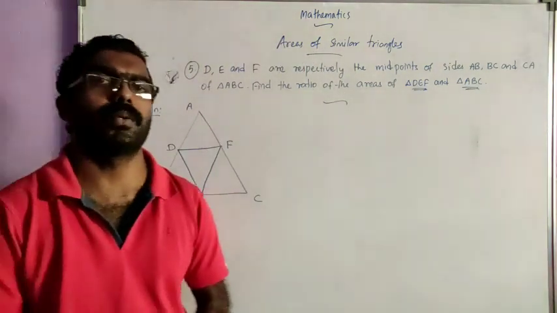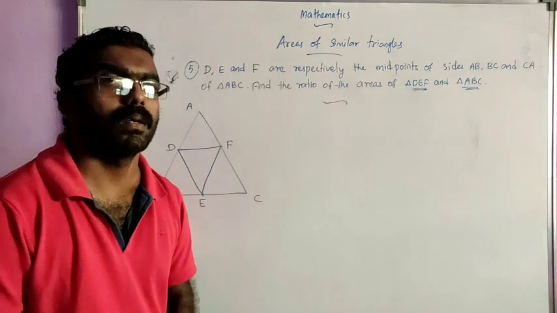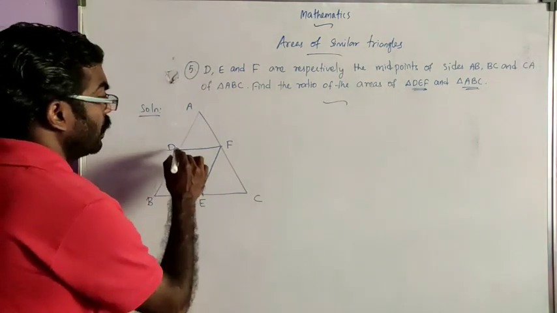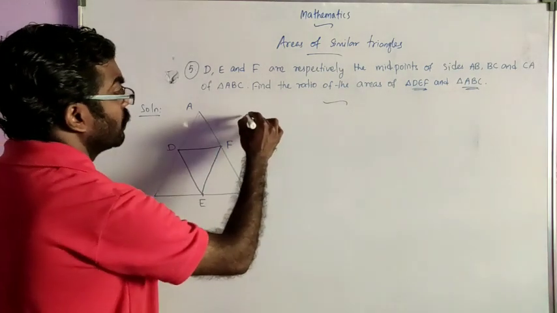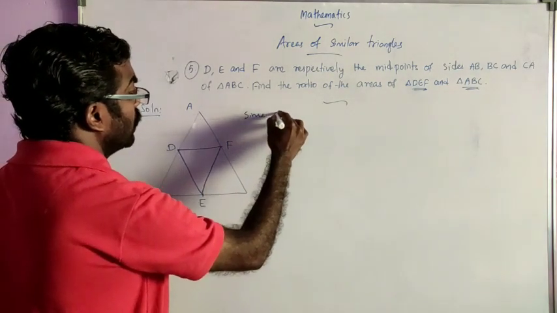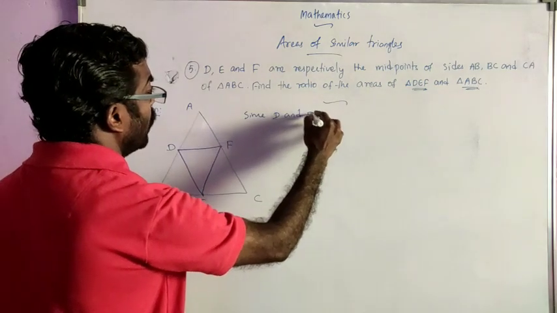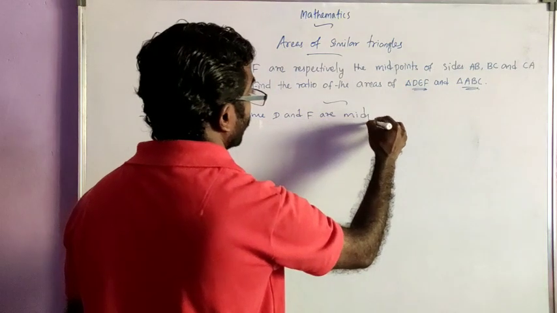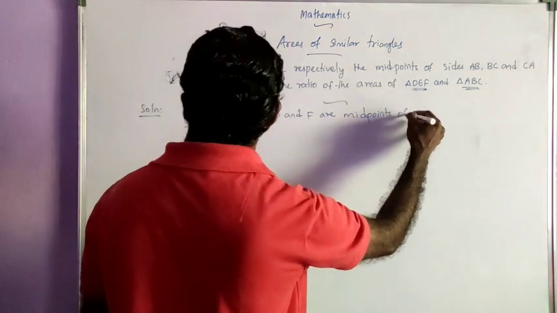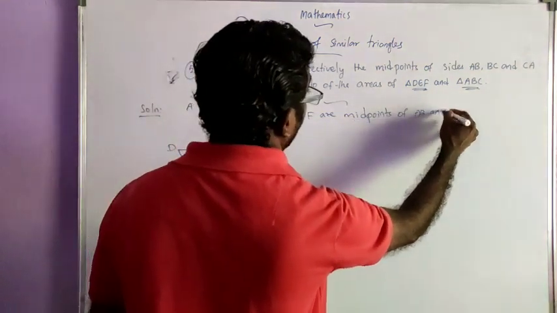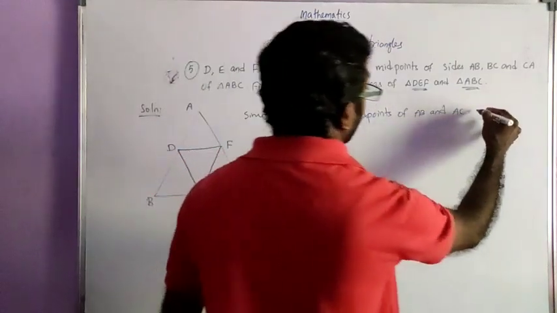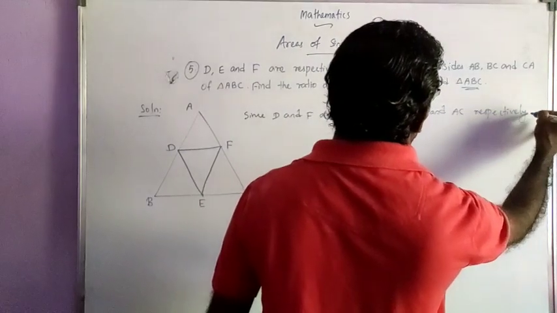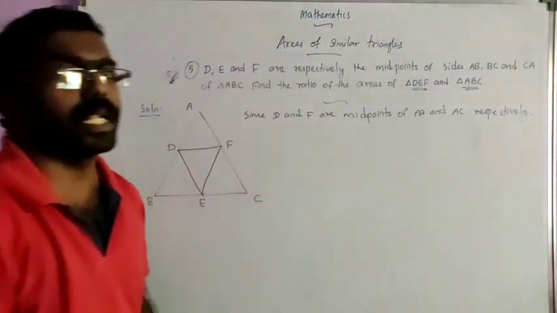So first of all, we have to prove these two triangles are similar. Then only we can apply the theorem. So here D and F are midpoints. Since D and F are midpoints of AB and AC respectively, what can we write? We can apply the midpoint theorem.